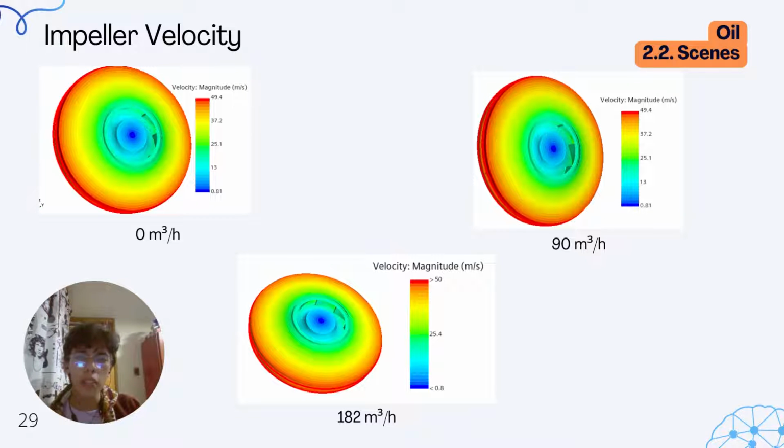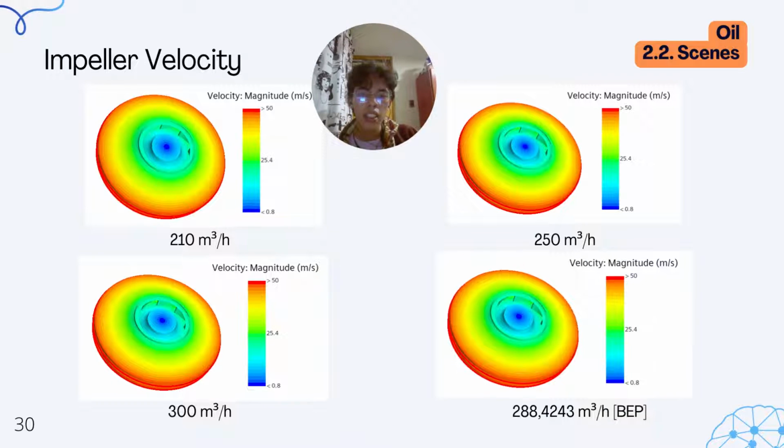Here we have the impeller velocity for flow rates of 0, 90, and 182. And here we have the rest of the flow rates. As we can see, the impeller has the expected behavior. In the center, we have low velocity, and in the borders, we have high velocity.